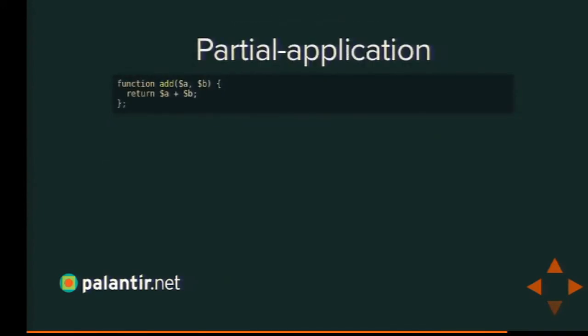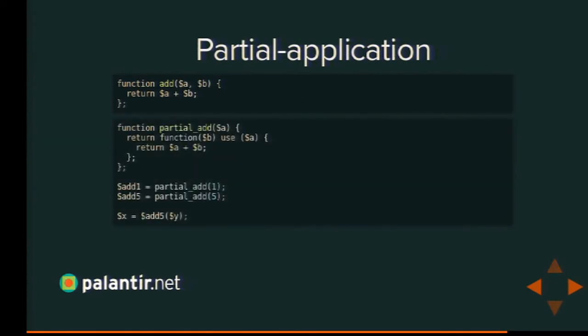Let's take this function, add. Takes 2 values. We're going to add them together. All right? We can create a partial add where we can call it with 1 value and get back a new function that persists that value, and we can then call that second function with some other value, and we'll add the 2 together.